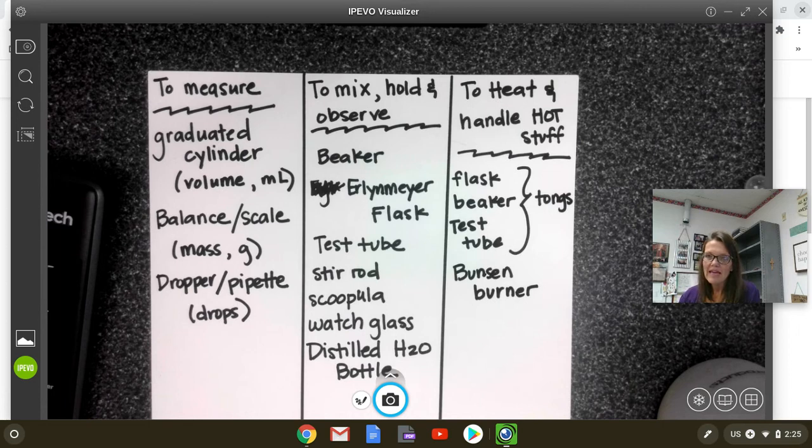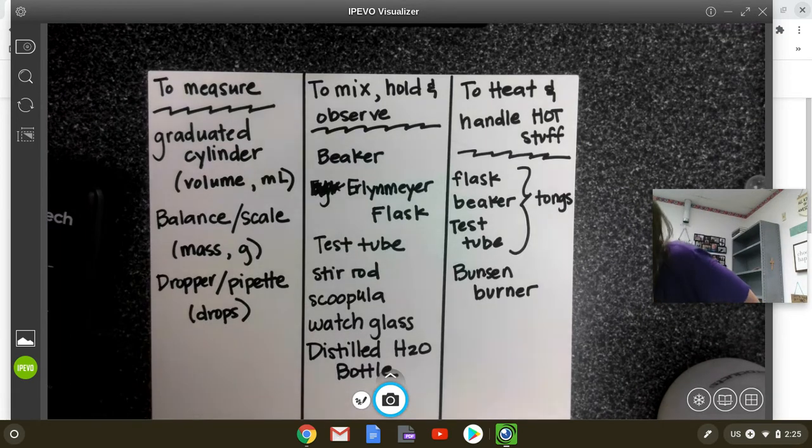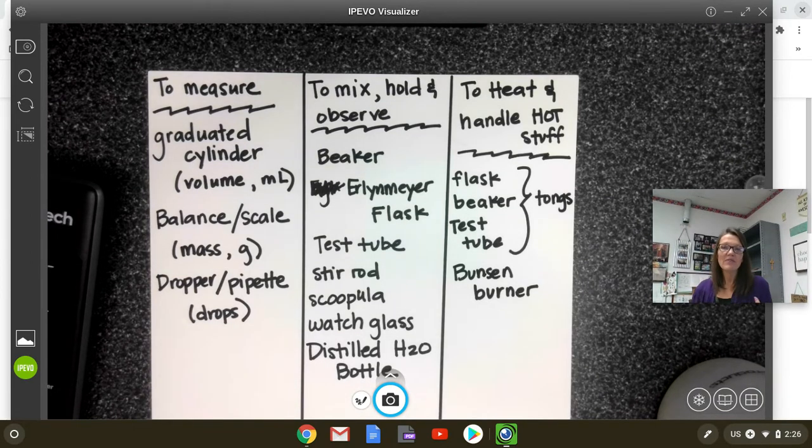Okay, the other way that we can heat things is using a hot plate. So when you need something very, very hot, that's when you would use a Bunsen burner. When you need to heat something and kind of keep it at a consistent temperature, that's when you would use a hot plate.